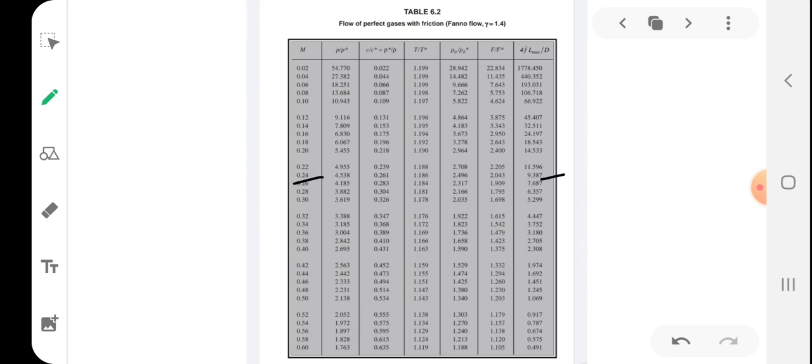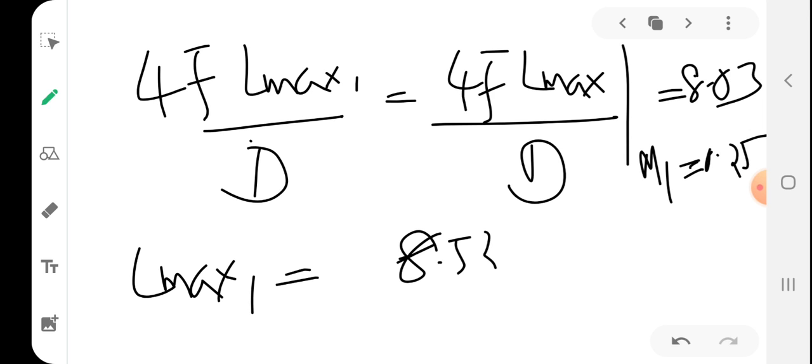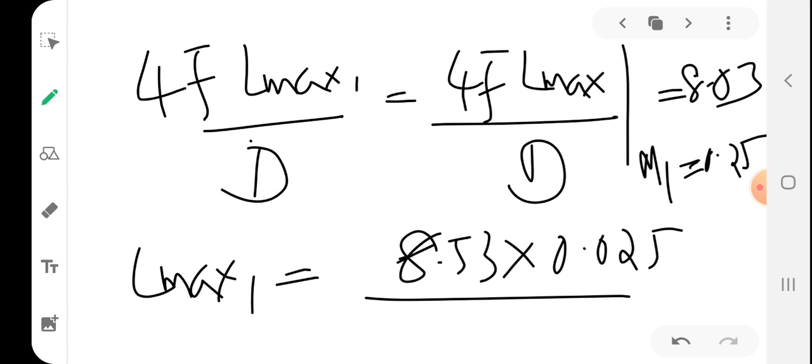Corresponding to 0.25, it will be around 8.537. So 4 f bar Lmax 1 by d is 8.53, and Lmax 1 will be 8.53 into d, where d is 0.025, divided by 4 into f bar, and f bar is 0.004. So this will be Lmax 1.